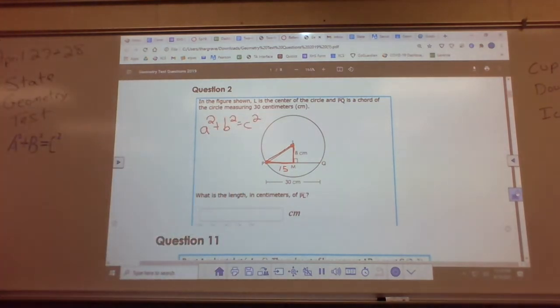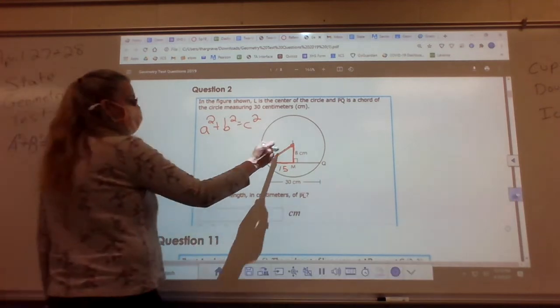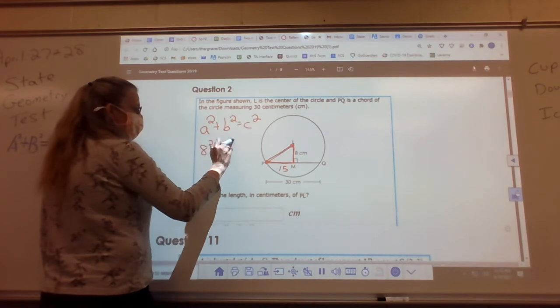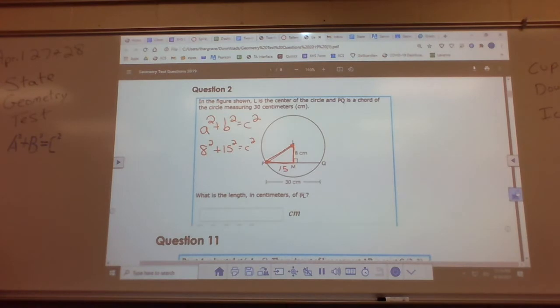I will pretty much guarantee that there's going to be some question that they're expecting Pythagorean theorem. You have a right triangle, you know 2 of the 3 sides. Use Pythagorean theorem. The side you're missing is the hypotenuse, which is the biggest side. So 8 squared plus 15 squared equals C squared. So now just figure that out. 8 squared plus 15 squared gives me 289.